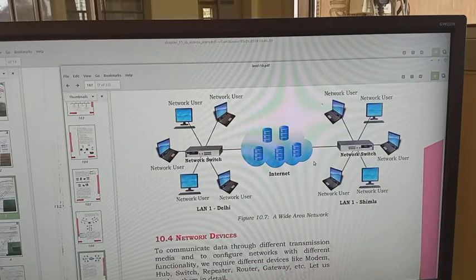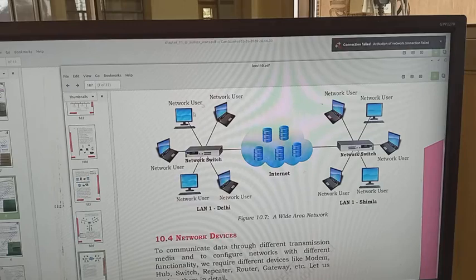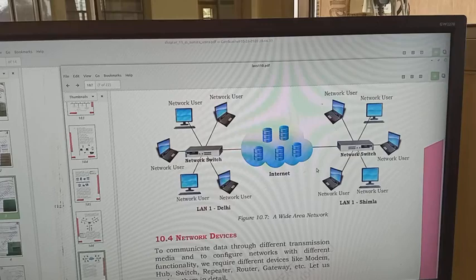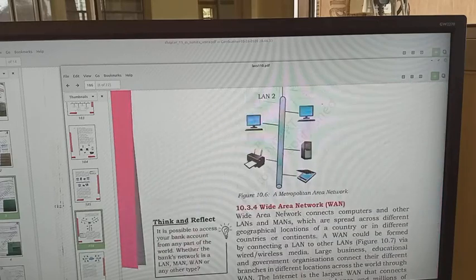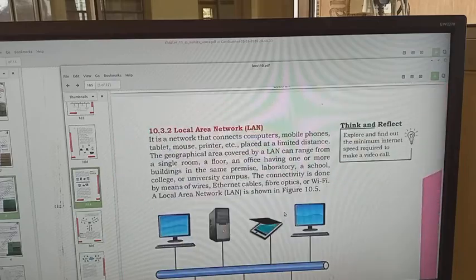So here, look at that. This is an example of a wide area network. Look at that here: LAN 1 in Delhi, LAN 1 in Shimla. This is connected by an internet. So this is local area network 1, this is local area network 2. It is in one place, and it is in a different place. So this is called a wide area network.